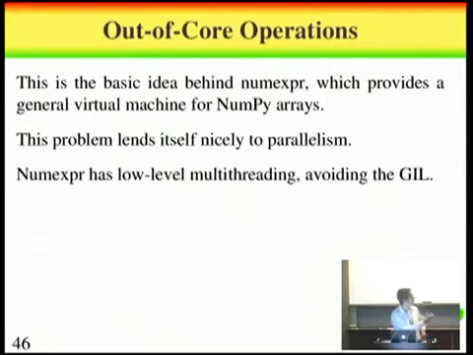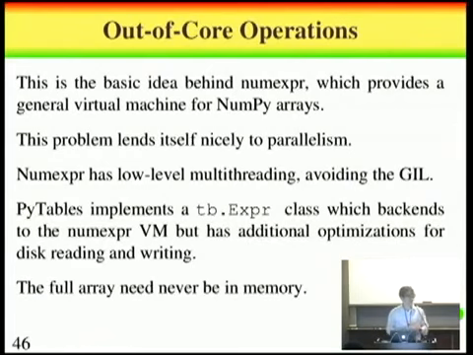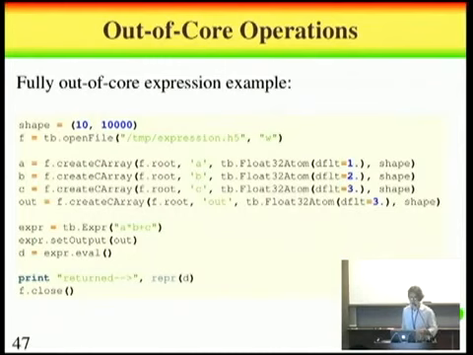So here we are. And it avoids the kill, which is always nice. On top of that, PyTables builds an expression class, and this backends to that numexpr virtual machine that we just described. But since it knows it's getting data off of disk and not memory, it knows how to optimize that as well. Okay, but it's the same interface, except for disk. And therefore, that full array need never be read into memory, which I'll give you an example of right here.